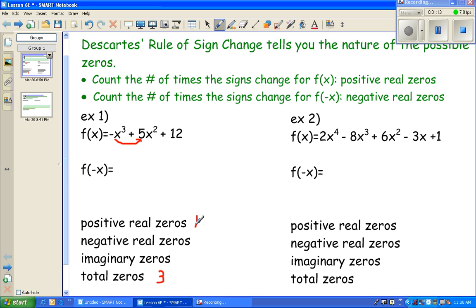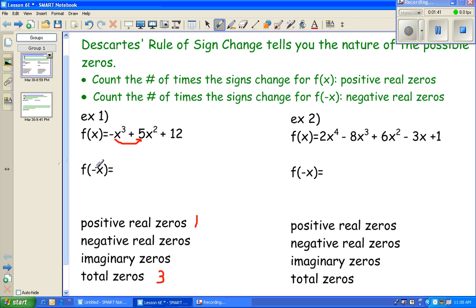Now you know it could be 1, and then you decrease in even numbers. So if it was 3, then you would say 1 and 0. If it was 5, it would be 3, 1, and things like that. If it was 4, it would be 2 and 0. So we know from here, since there's only one sign change, that the number of possible positive real zeros is going to be 1.